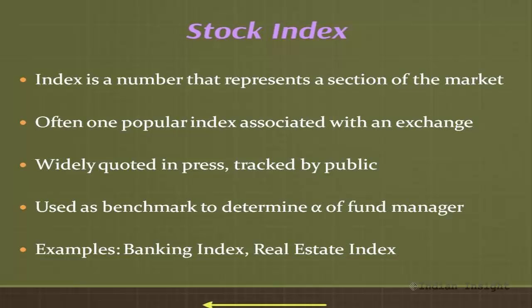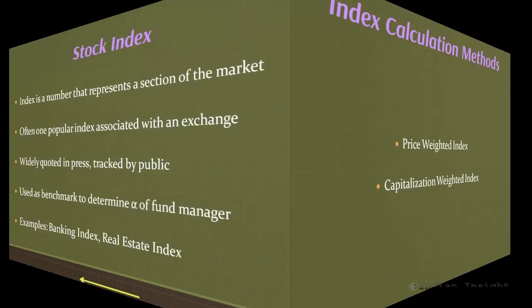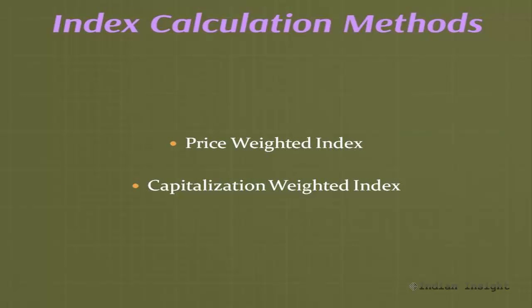Stock index is only one type of index from a number of indices that can be calculated using price of various stocks. For example, one can create an index from price of stocks of all banking companies to represent a banking index, or one may create a real estate index from price of stocks of real estate companies. Let's now look at how value of an index can be calculated.